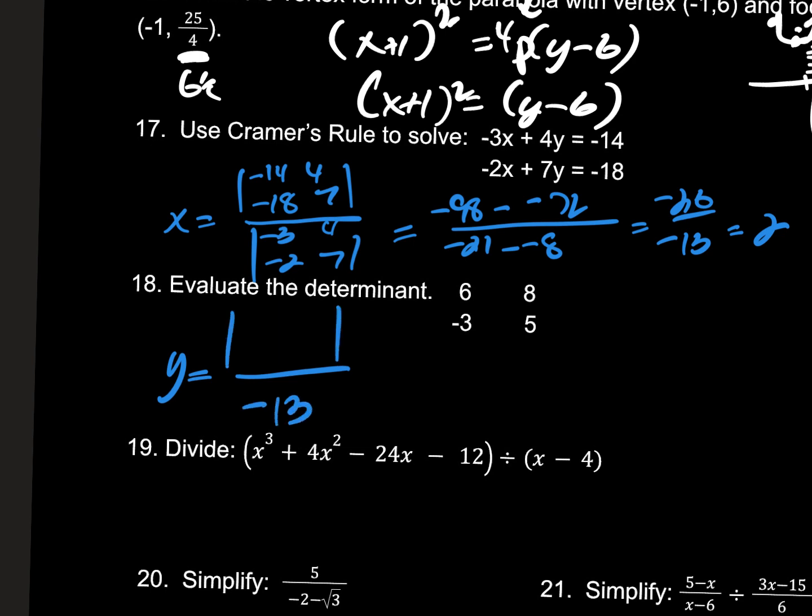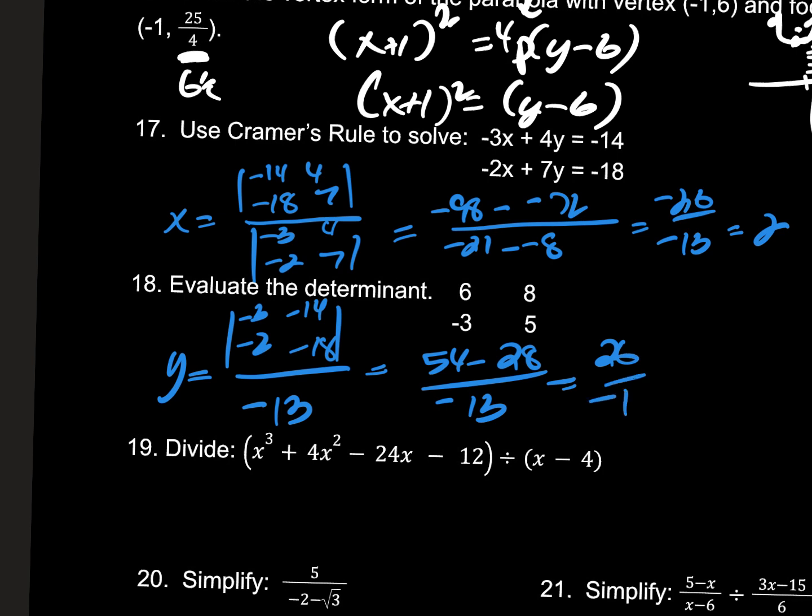Now if I'm looking for y, don't use the y on the top. I can use the negative 3 and the negative 2, but I'm using a negative 14 and negative 18 where the y should be. So I'm going 54 minus 28 there over negative 13. That's going to be 26 over negative 13, which is negative 2. So the answer you're looking for on your choice is 2, negative 2 for sure. Let's see, that was 17. Next one looks like it's 19.